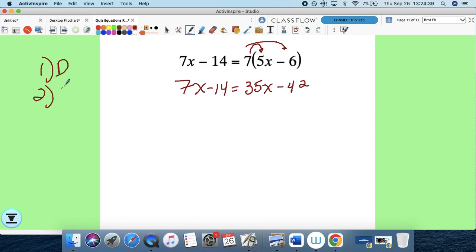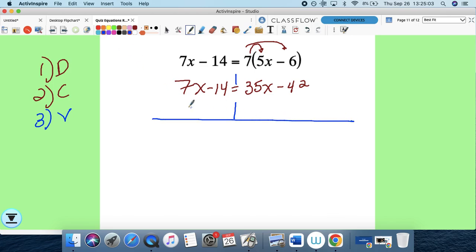Number 2, combine like terms. So look here. Can I combine these two? No. Can I combine these two? No. They're not like terms. So let's go to step 3, check for variables. There is a variable on the left side and there is a variable on the right side. Get rid of the smaller one. They're both positive. So if you compare 7 to 35, obviously 7 is the smaller one, so that's who we're going to get rid of.